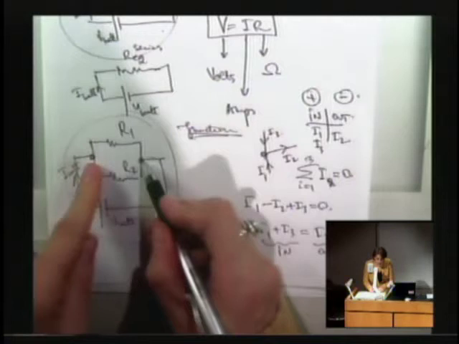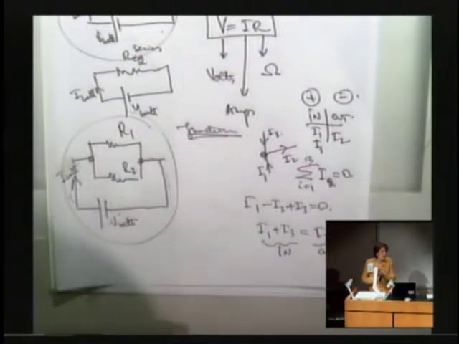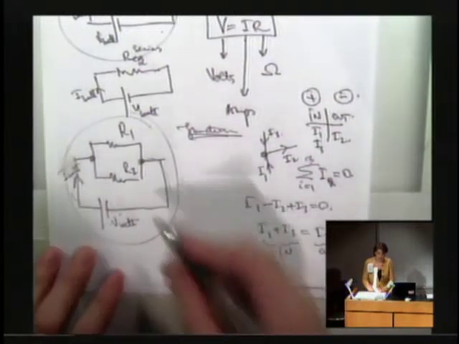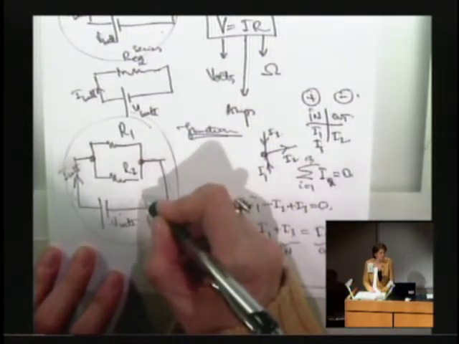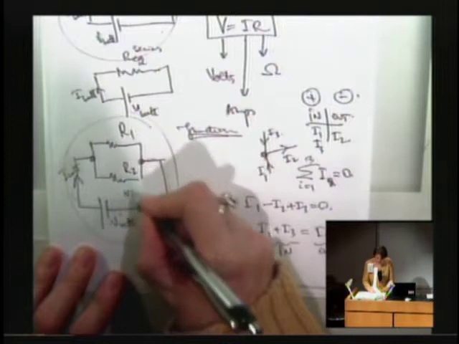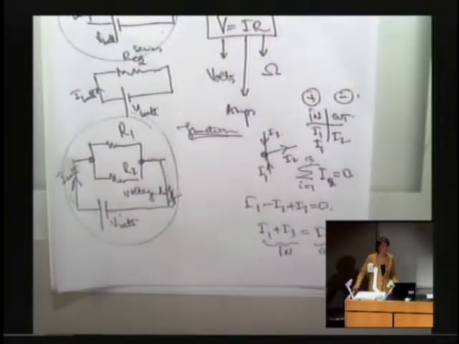right? So how much do I have across R1? What is the voltage difference across R1? V battery. V battery, very good. What is the voltage difference across R2? V battery. V battery, very good. Okay, so in this example, what is common for both of them? The voltage difference. The voltage difference, very good. This was a little bit of reminding you about Ohm's law.